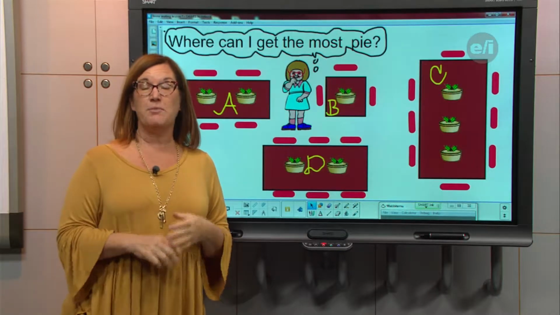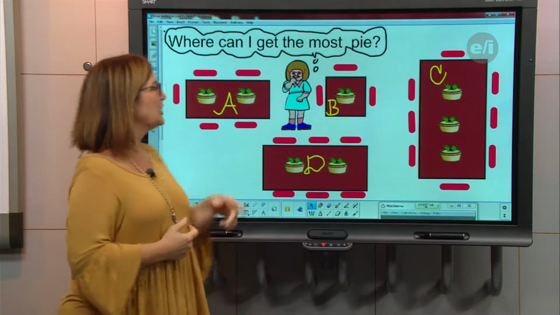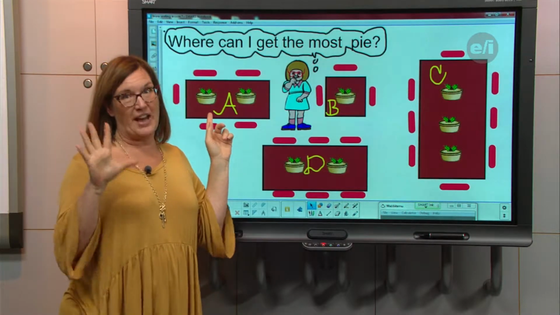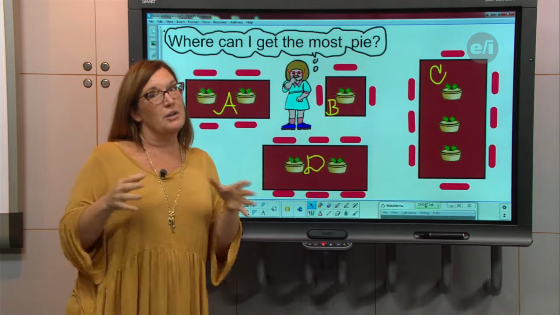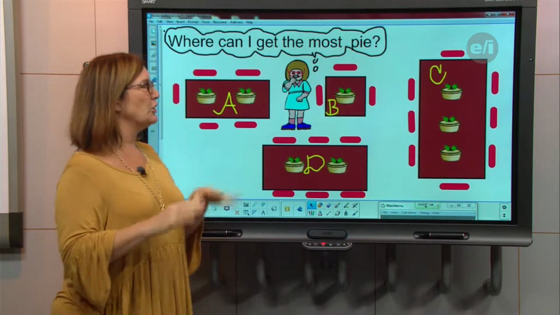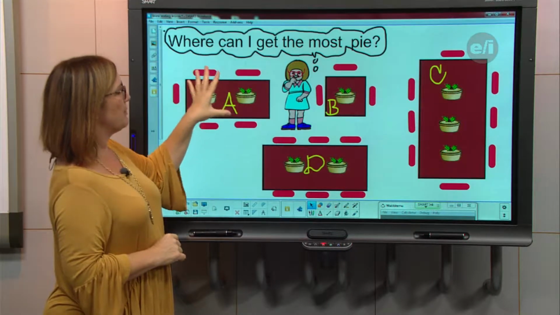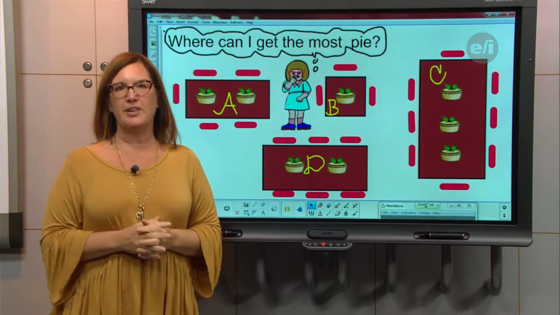The way I know I'll have more pie is if there are fewer people to share with, right? So at table A, I only have to share with 4 other people to make 5 altogether. Here I have to share with 5 other people. I'm going to be a little greedy, I know, but I'm going to want to share with fewer people. So just even looking at this, I already know that table A will get me more pie than table D, right? So that's good. That gives me some frame of reference.